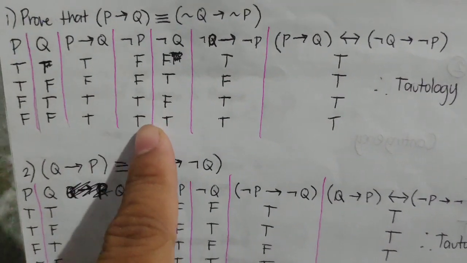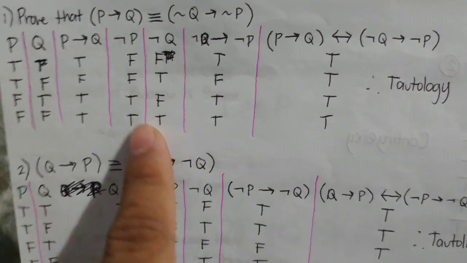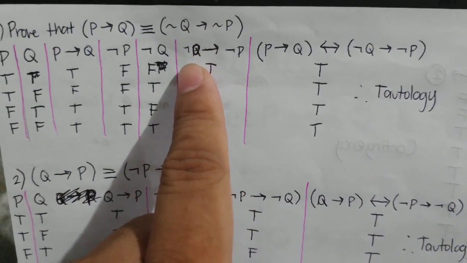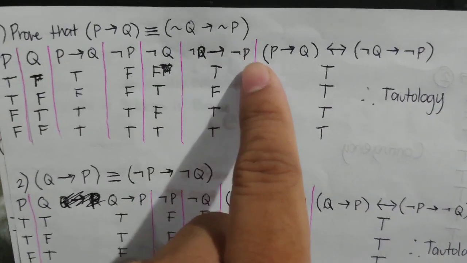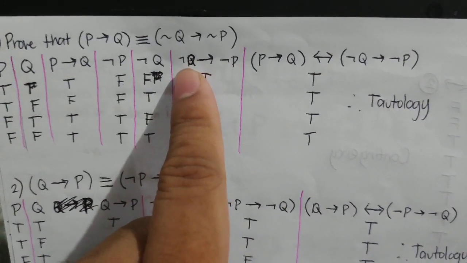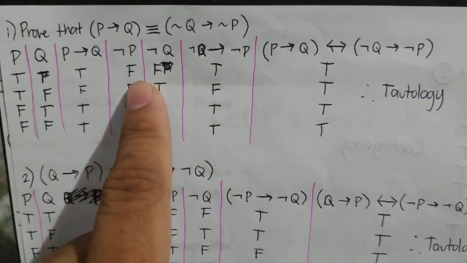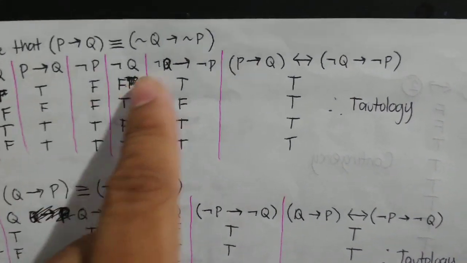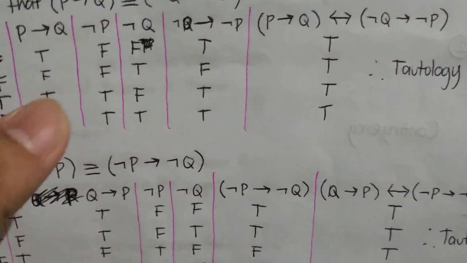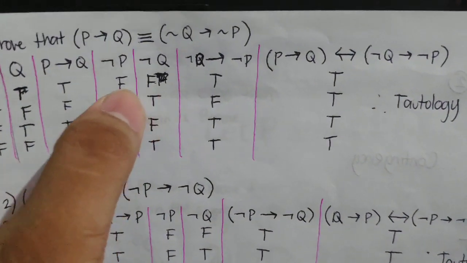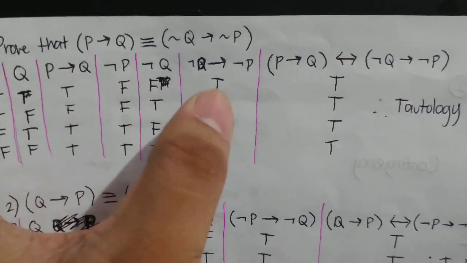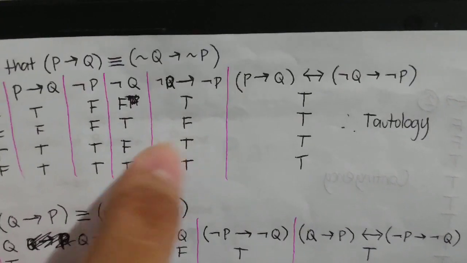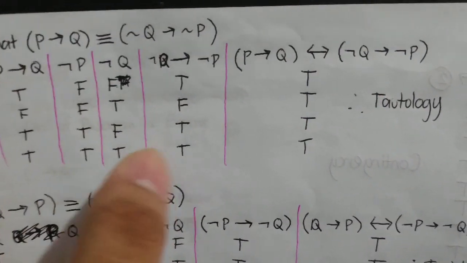Since we have successfully made the truth value for the negation of P and the negation of Q, we can now find the truth value for the negation of Q implies the negation of P. Since the conditional statement starts with the negation of Q, we will not go from left to right, but rather we will read the truth value from right to left. So you have negation of Q implies negation of P, so you have F implies F, therefore true. True implies F, therefore false. False implies true, therefore true. So true implies true, therefore true.